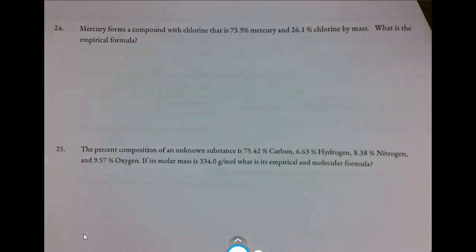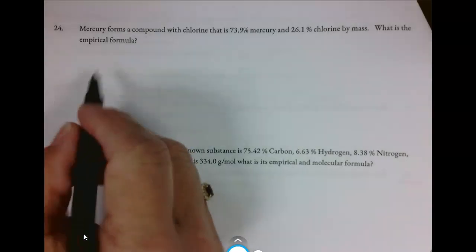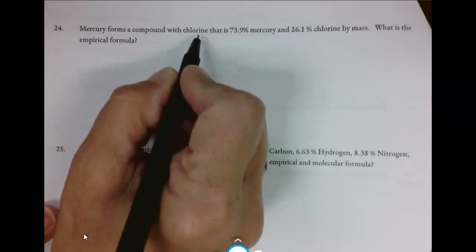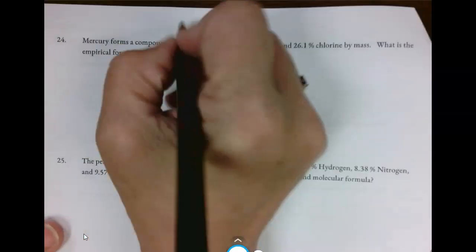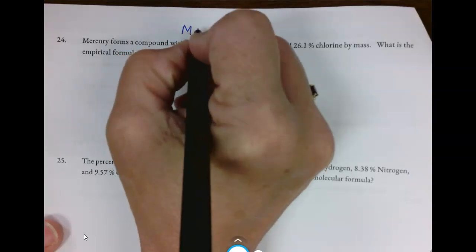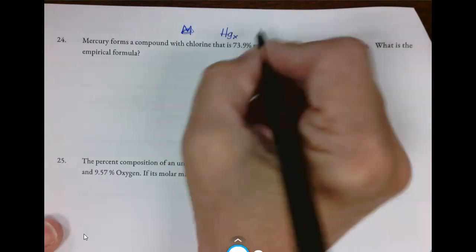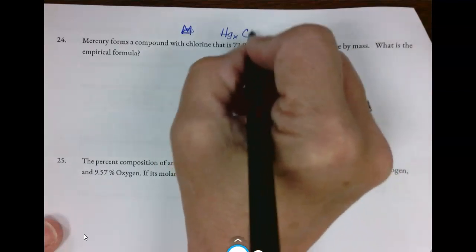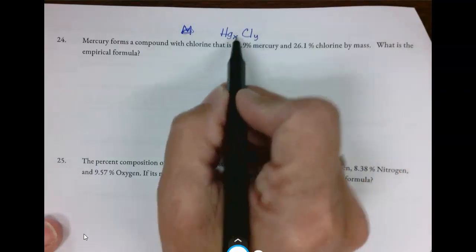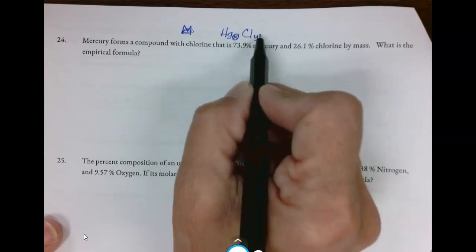Good morning. So I'm going to do a quick run through on empirical formula again. Let's remember that mercury forms a compound with chlorine. What we're looking for, guys, remember, is mercury, Hg, and what its subscript is with chlorine and its subscript. So what I'm looking for is the subscripts here.